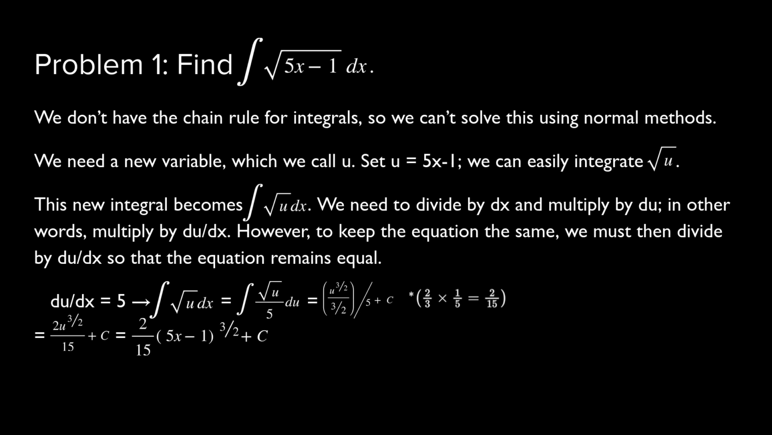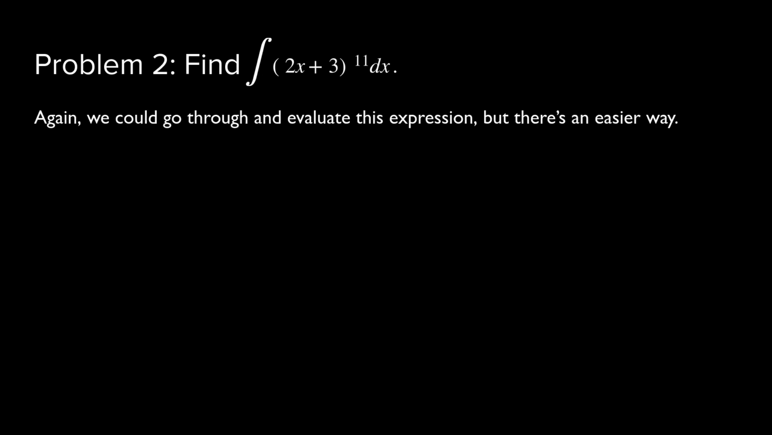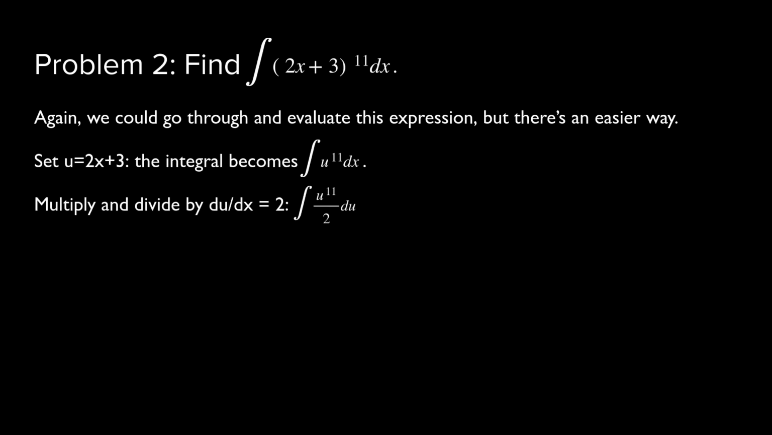So now let's move on to problem 2. And this is: find the integral of (2x plus 3) to the power of 11 dx. So now, we could solve this problem using normal methods, we could just distribute this. But who in the audience wants to go and distribute an 11th power? Not me. So the smart thing to do here is substitute u equals 2x plus 3. Which then gives us just the integral of u to the power of 11 dx. So then again, we can multiply by du/dx, changes to du, and then divide by du/dx, which in this case is 2, and we just get u to the 11th over 2 du, and the integral of that.